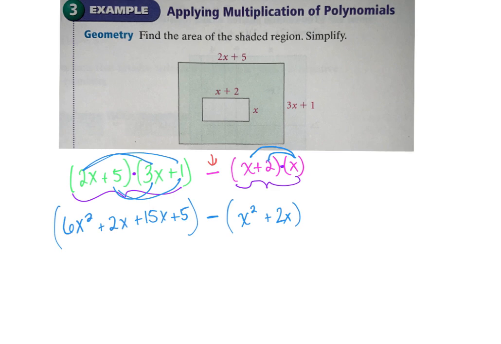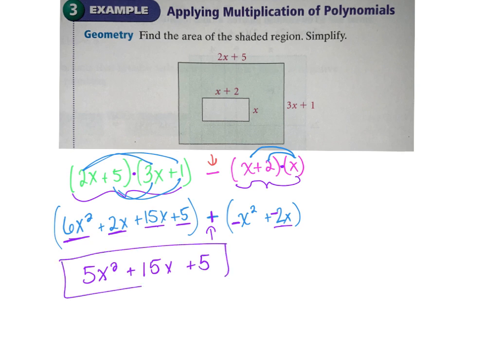So my like terms, I'm going to say 6x squared minus x squared. Now, if you want to do adding the opposite, if you struggle with positives and negatives, you can change this to plus a negative if you want to. All right. So 6x squared plus a negative x squared is 5x squared. I have a 15x and a negative 2x. So I'm going to say 2 plus 15, 17, minus 2 is going to give me 15. So combine all your like terms there. The 5 does not combine with anything, so we're just going to leave it as a 5.